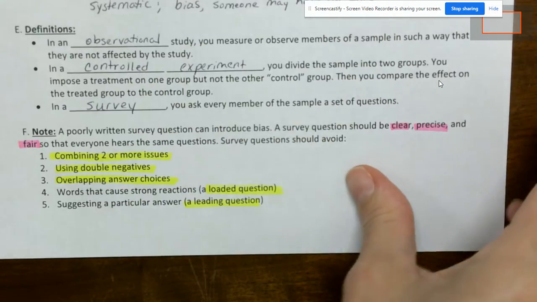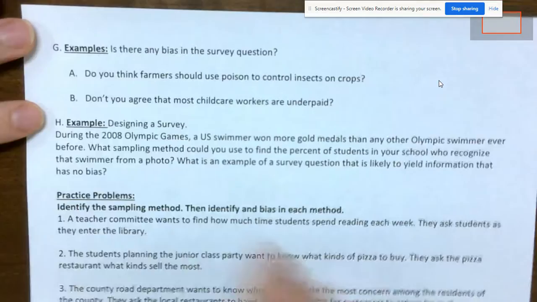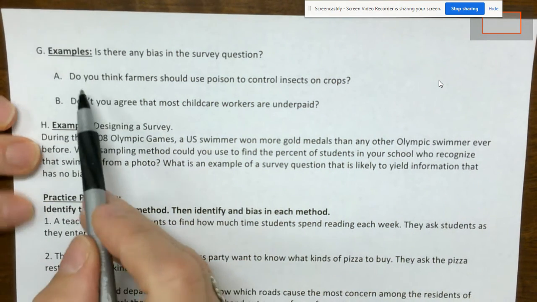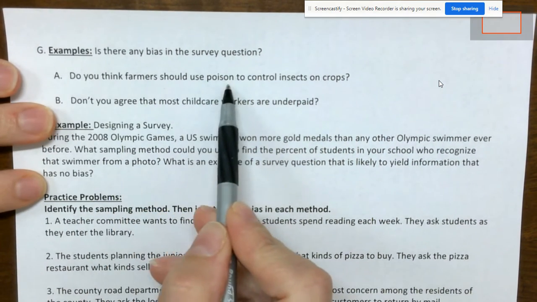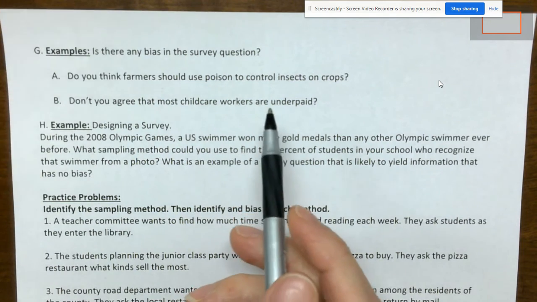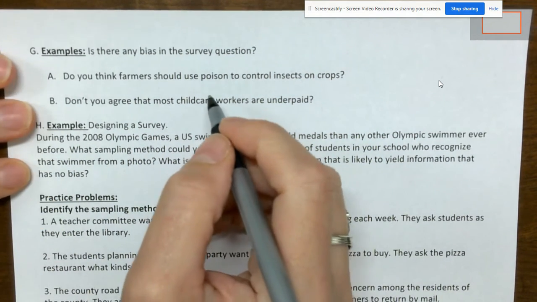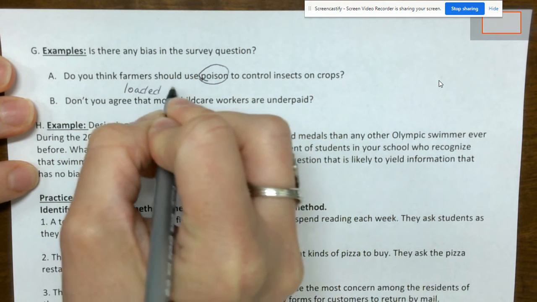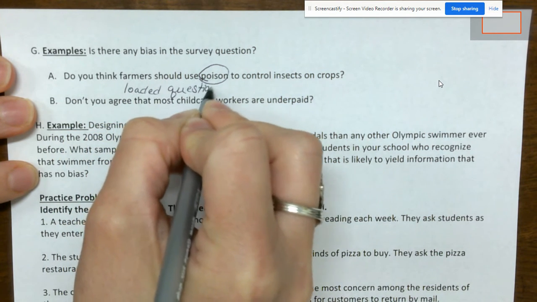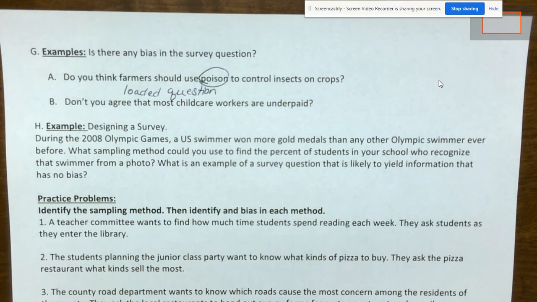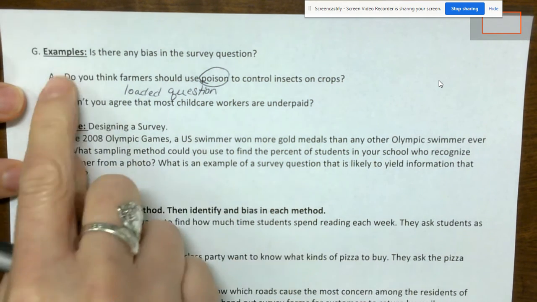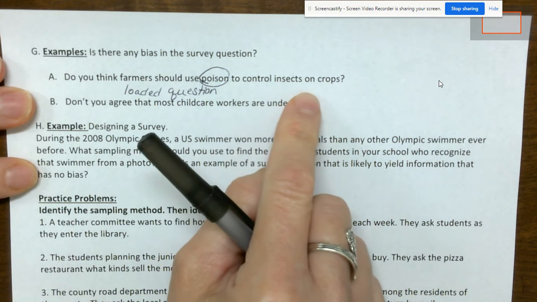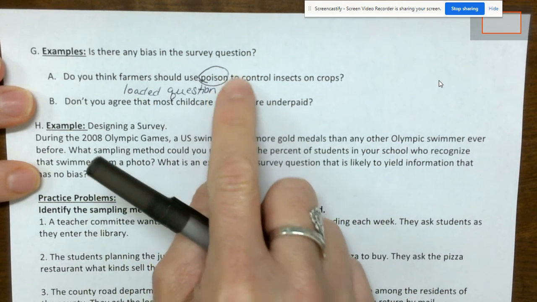So let me give you some examples of what we're talking about here. For example, is there any bias in the survey question? Let's look down here. Do you think farmers should use poison to control insects on crops? If you look at that, this is a loaded question because this word poison loads the question for you. You don't want to add anything in there. Maybe the better question might be, do you think farmers should spray their plants with anything to control insects on crops? Don't use the word poison.